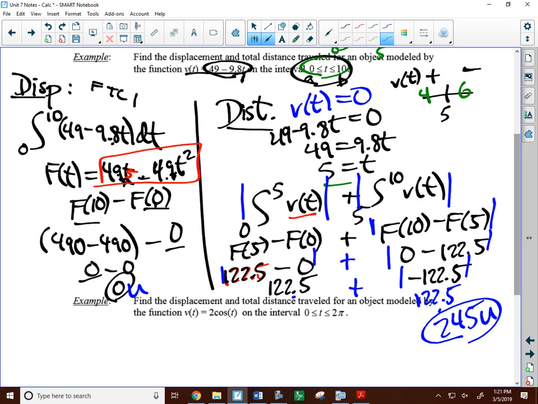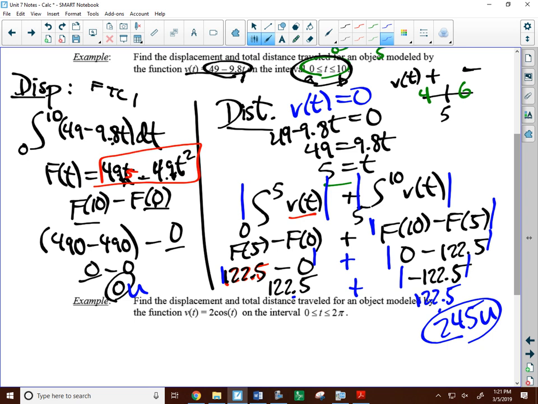Okay. I'm going to do one more, but just a quick review. Displacement, just integral A to B. Distance, though, you got to break it up. It's not always in the middle. Could be. You got to break it up into multiple intervals. What is your representation? Units, centimeters, feet. Nice to have a unit.